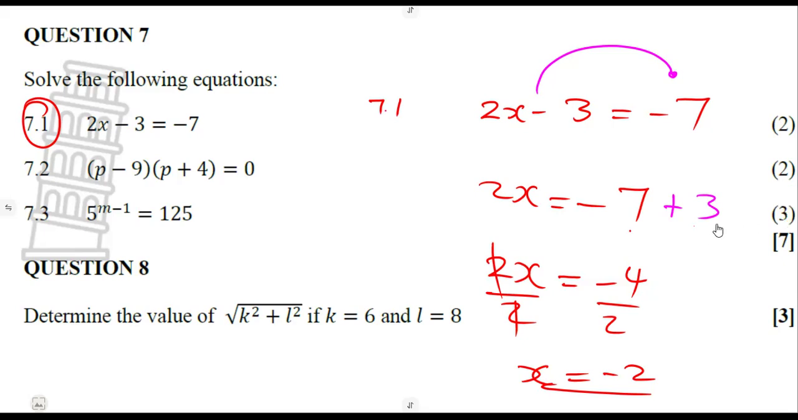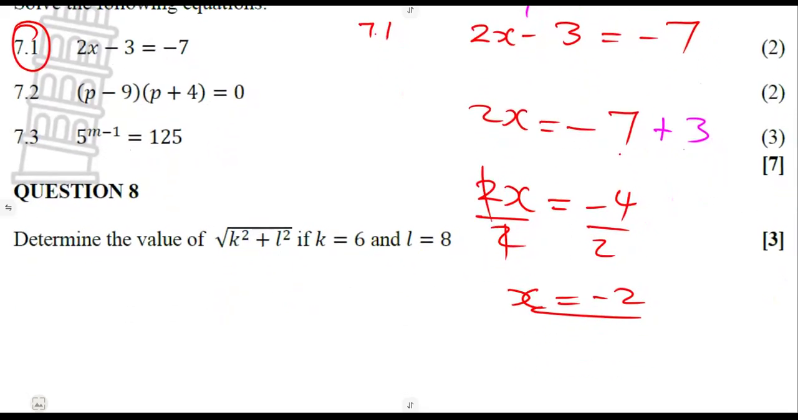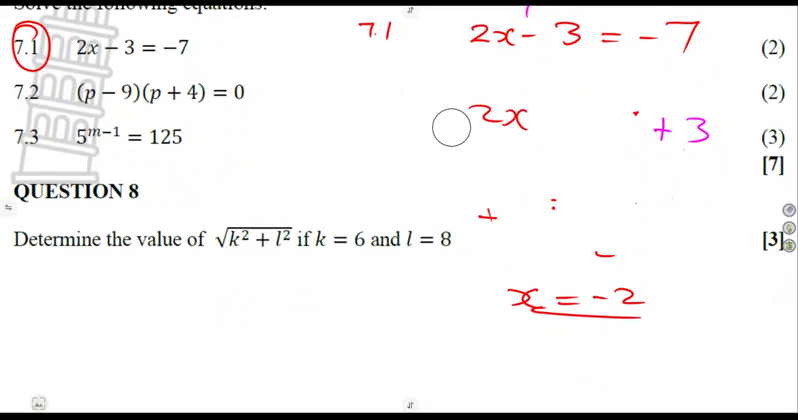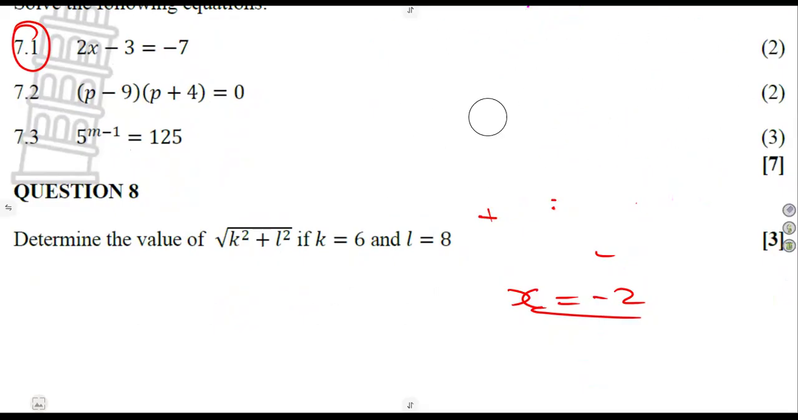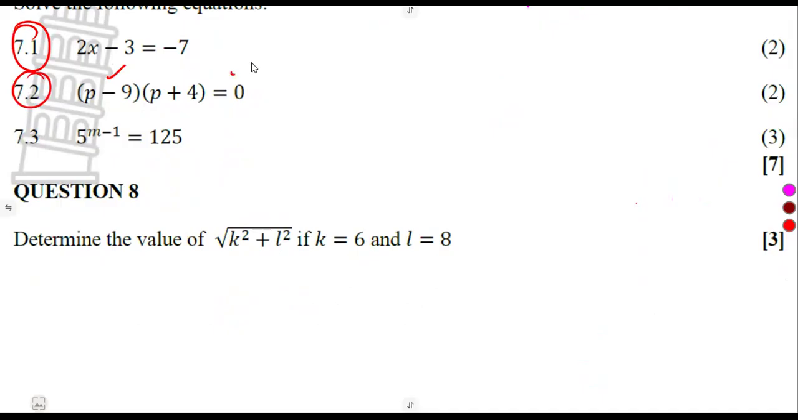All right, 7.2, we are given two brackets that are equal to 0. It is not the first type that we are seeing. We dealt with this type of equation before. The zero product, guys. Once you see this, one of these brackets must be equal to 0. So meaning to say p minus 9 is equal to 0, or p plus 4 is equal to 0. I talked about this.